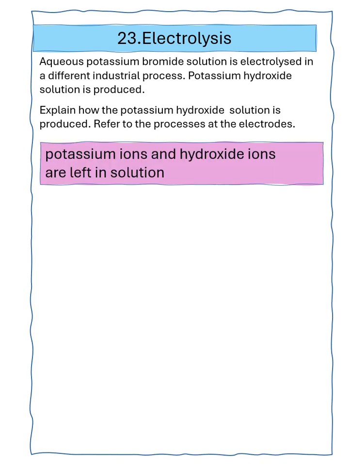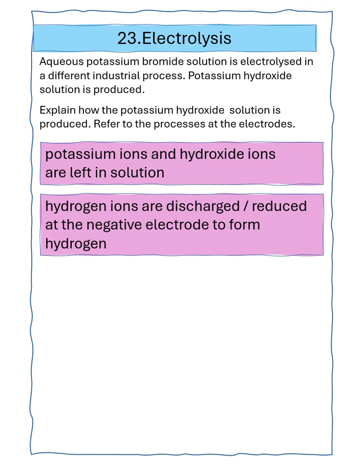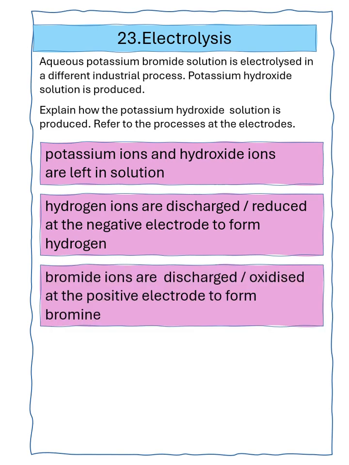The potassium ions and the hydroxide ions are left behind in solution, so they'll join together to make potassium hydroxide. Hydrogen ions are discharged or reduced at the negative electrode. Hydrogen ions are positive, so they'll form hydrogen gas. And the bromide ions, which are negative, will be discharged or oxidized at the positive electrode to form bromine gas.